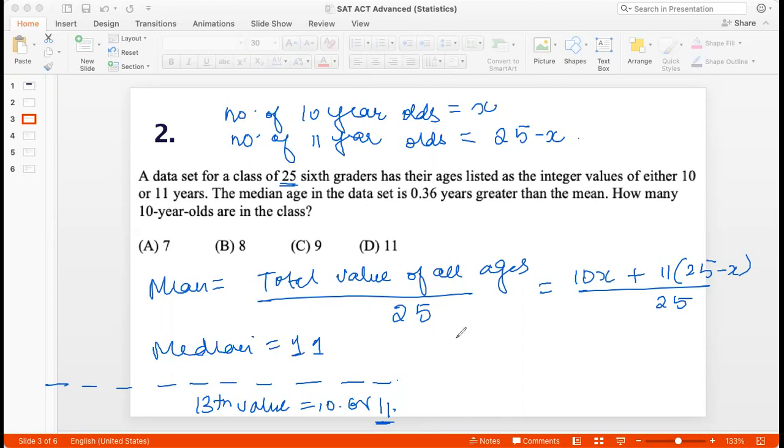So then we find that the median is 0.36 years greater than the mean. So 11 is equal to (10x plus 25 minus x into 11) by 25 plus 0.36. That's the equation. Now, how can we solve this? Let's just multiply the whole equation by 25.